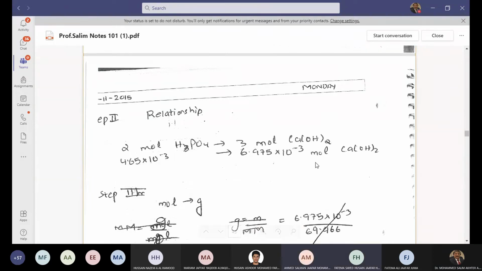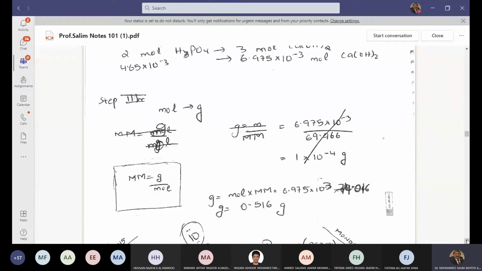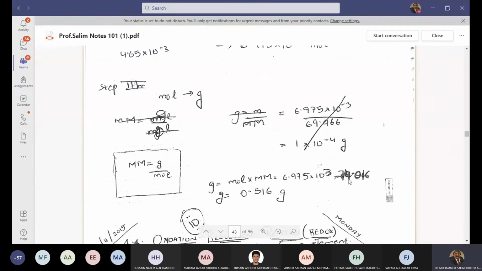Yes. Now, if I know mole, can I convert into gram? What should I multiply with? Molar mass. And the molar mass of calcium hydroxide is, I told you, 74. Is this number correct? Yes. Excellent, my friend, excellent.